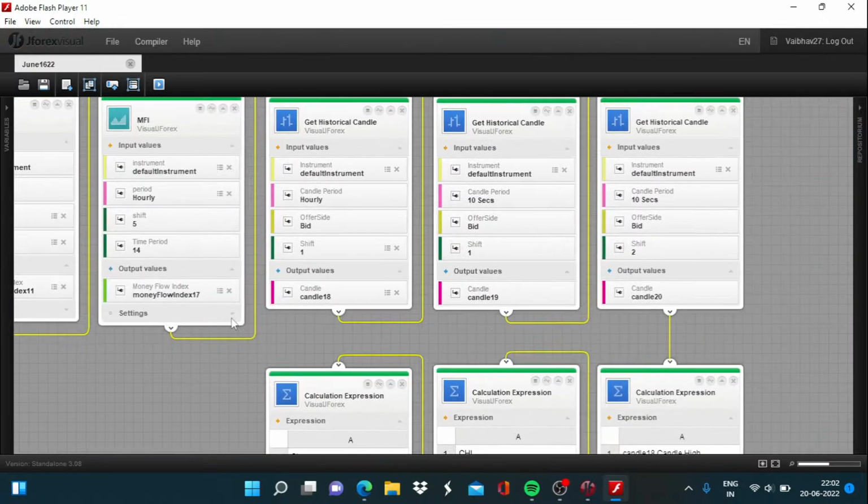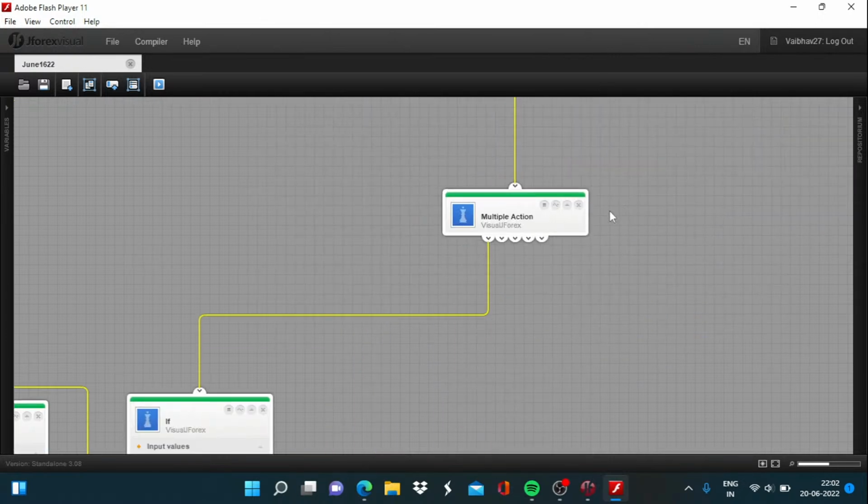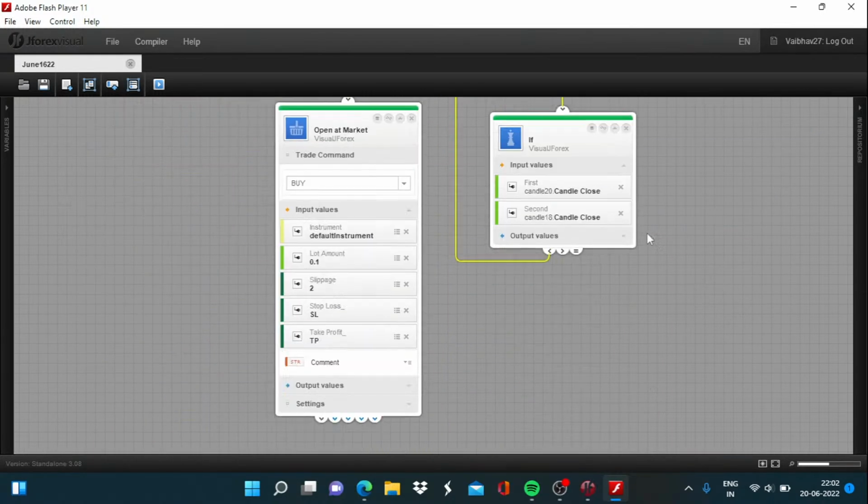To look at the price volatility, we are also taking the help of these info candles or historical candles with the look back period of 1 for this hourly and 1 and 2 for these two 10-second candles. These calculations were carried out to define the stop loss and take profit. We are looking at the last hour's candle high and low, and whatever is the actual difference, we are keeping the stop loss and take profit in proportion of that. So for that purpose, these calculation expression blocks were utilized. And then on the lower side, we have this condition defined for the execution of the trade, with the trade command block coming in at the last.